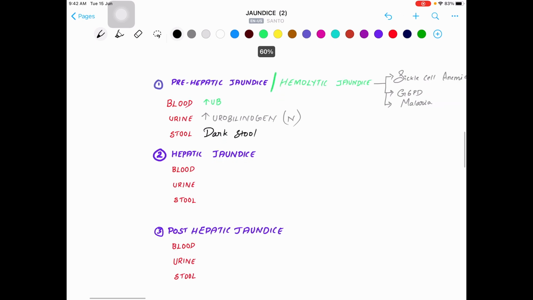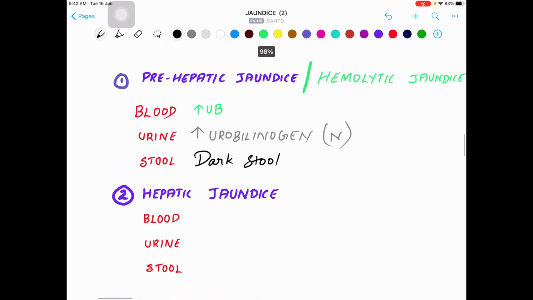Now let's see what is hepatic jaundice. Since it happens due to the damage of the liver or due to some enzyme defect, the conjugation process will not be taking place properly or efficiently. Even if the conjugation is taking place, the little formed bilirubin is not even able to be secreted into the biliary tract. So what happens? Inside the liver, unconjugated bilirubin will be increased, or if it is conjugated, the conjugated bilirubin can also be increased.